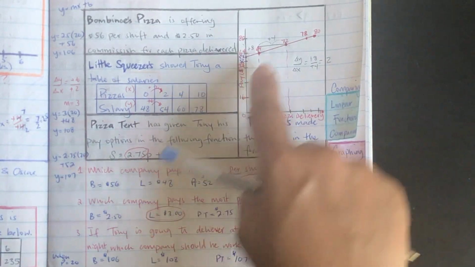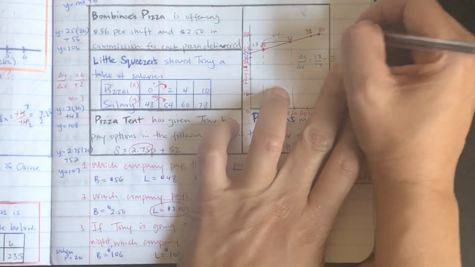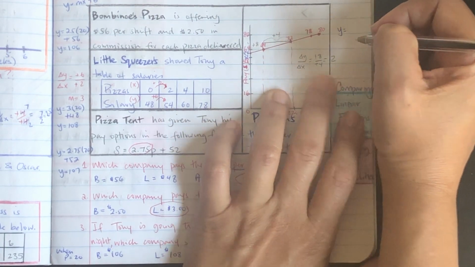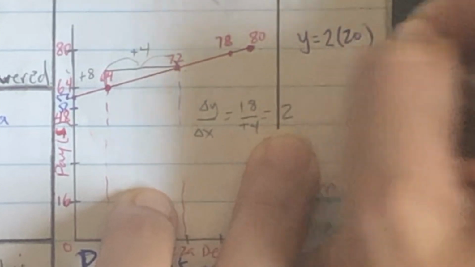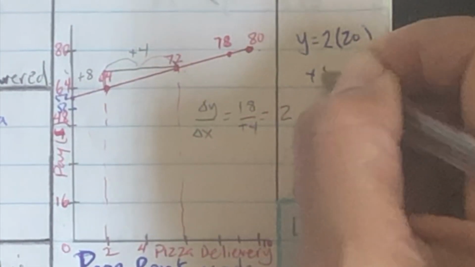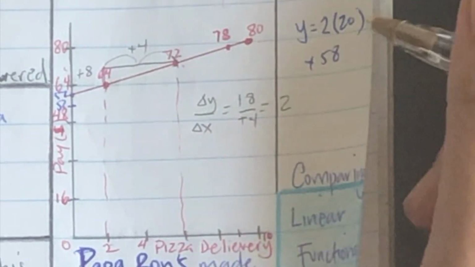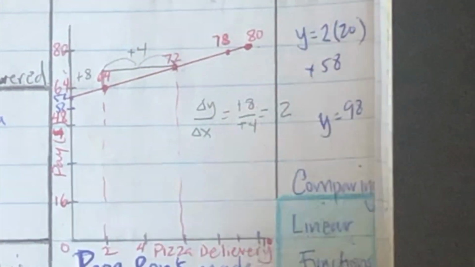All right, so then this one, let me write my equation. This one is y equals mx plus b, so m is 2. X is the number of pizzas, which we are looking for is 20. Plus, where did I start from? I started from 58. 2 times 20 is 40 plus 58. Y is equal to 98.